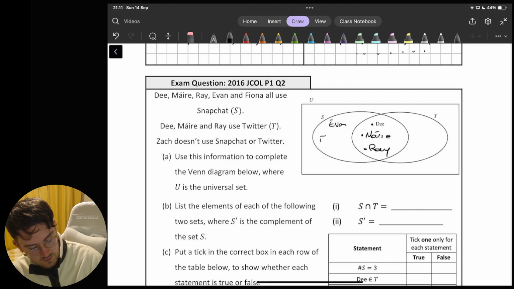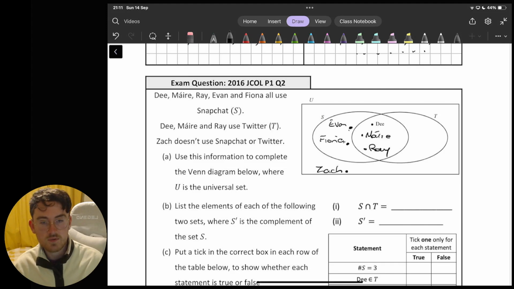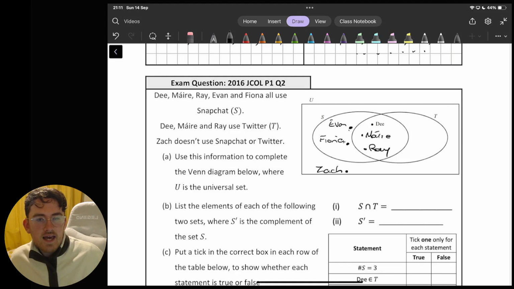Evan and Fiona are over here. And Zach needs to go on the outside because he doesn't use either. We'll just make sure we include our dot with them as well there. Okay, interesting to look at this set because we see that there's actually nobody who only uses Twitter. Interesting to note already.